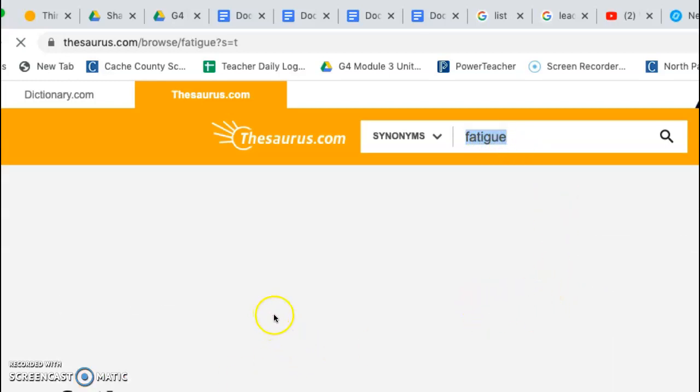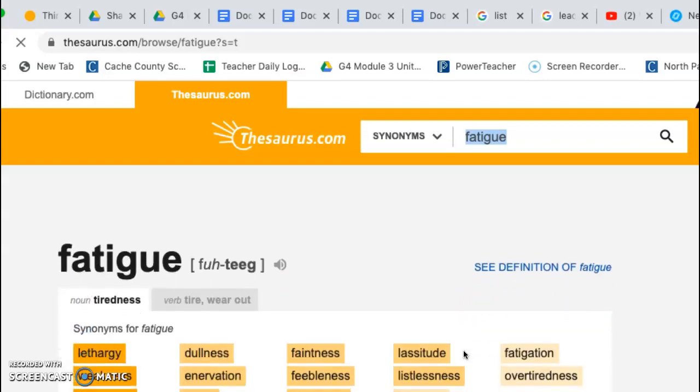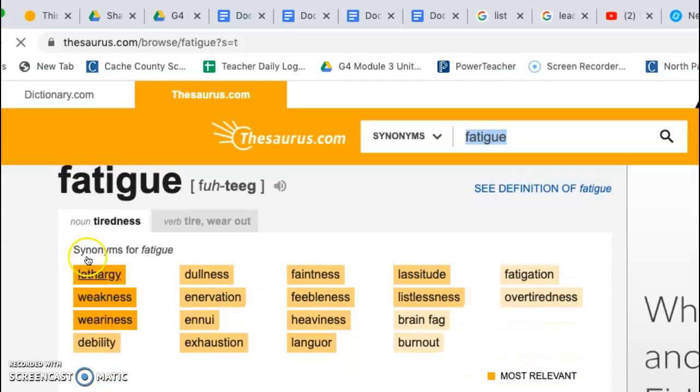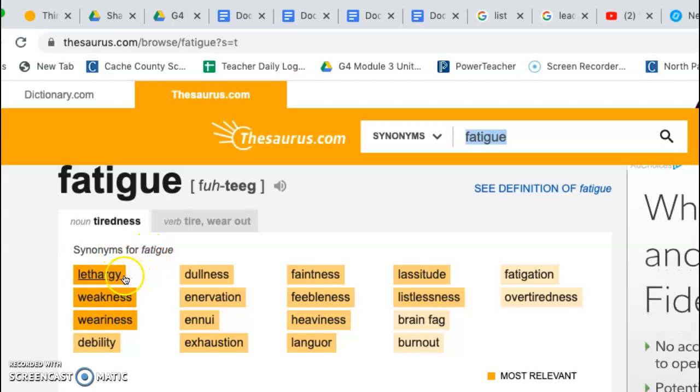Okay, awesome. I can scroll down and see that these are all synonyms for fatigue. Lethargy, weakness, weariness, dullness, burnout, overtiredness, feebleness. These are all synonyms that you could write down on your paper. Let's go ahead and do that right now.